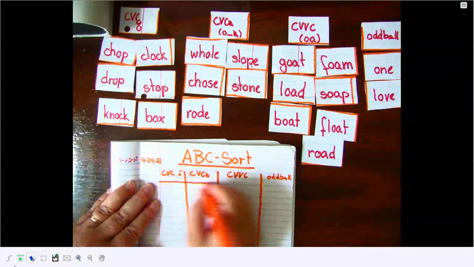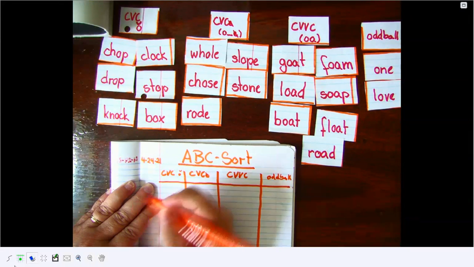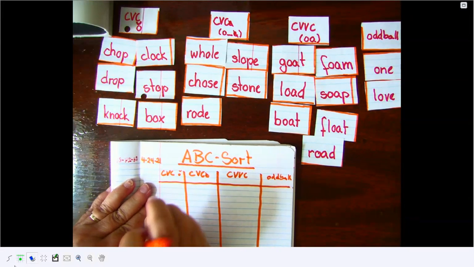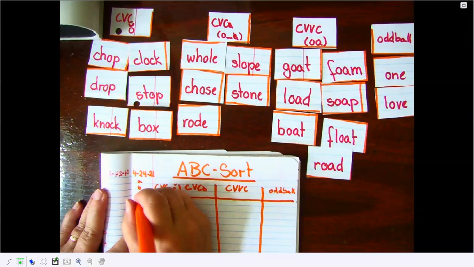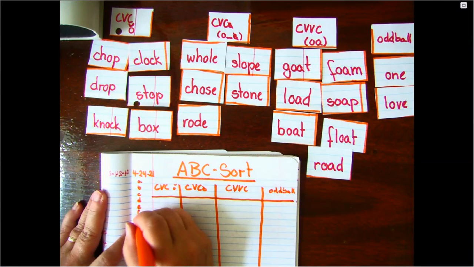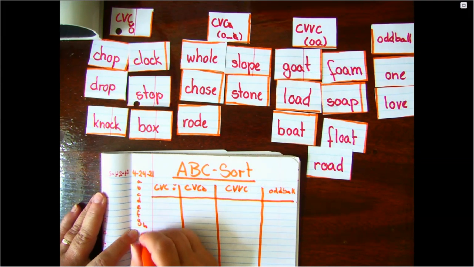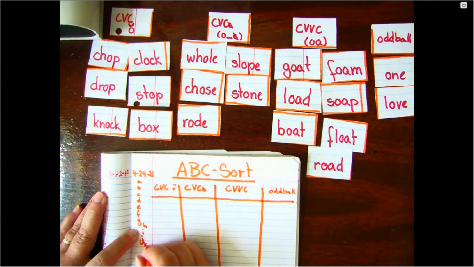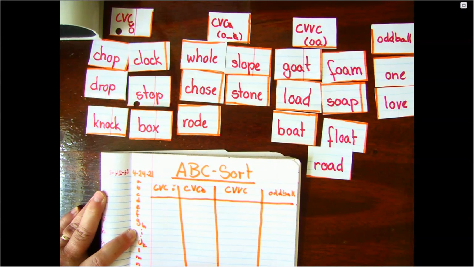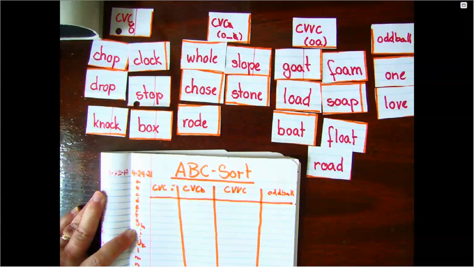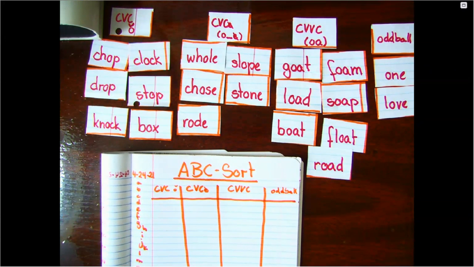All right, I'm drawing a line underneath it. And you know what happens when it's ABC sort. You've got it. Let's sing our ABC song. Ready? ABC. All right, we got them all.